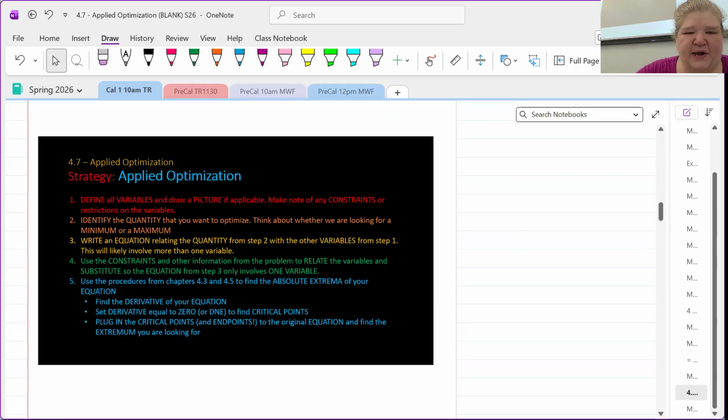So we defined all the variables, drew a picture. Make note of any constraints or restrictions on the variables. So the constraint was our length of fencing. Technically, there was another restraint. We don't talk about negative lengths of fencing, and a fencing length of 0, like one of the dimensions being 0, would be rather silly. But those also do provide constraints, and sometimes those end-note constraints end up being the answer because the rest of the problem is weird.